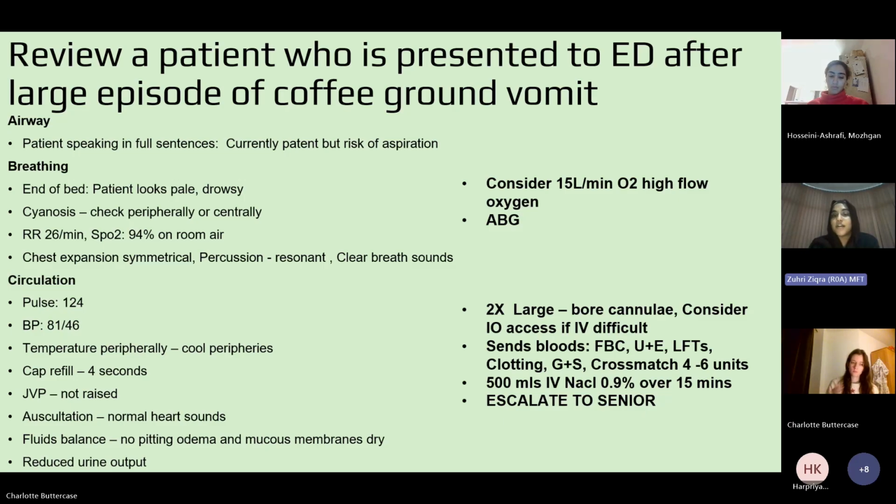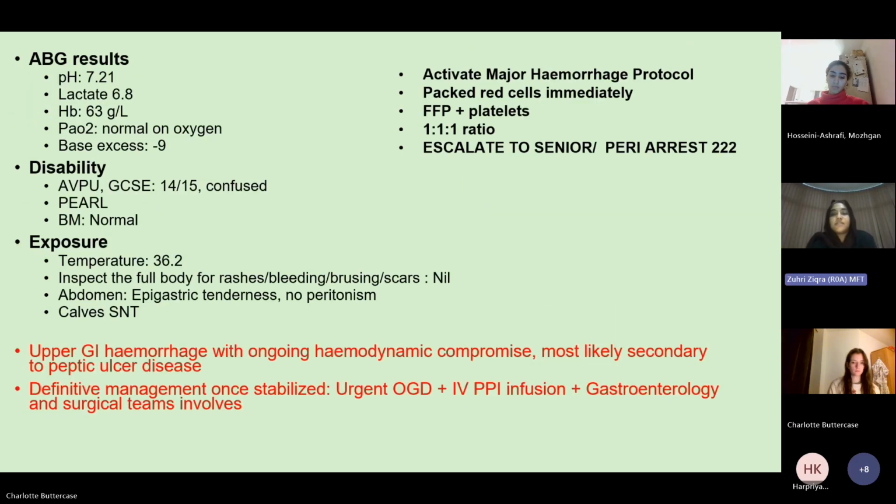And then fluid resus, 500 mils. Always mention what fluids you're going to give them. Safe bet is sodium chloride 0.9%. I would say quicker than 15 minutes, maybe over 10 minutes, and then escalate very early on in your scenario. If we move on then, you always have to recheck, but you'd have to move on as well after you do one investigation. So your ABG results are back, which is quite quick.